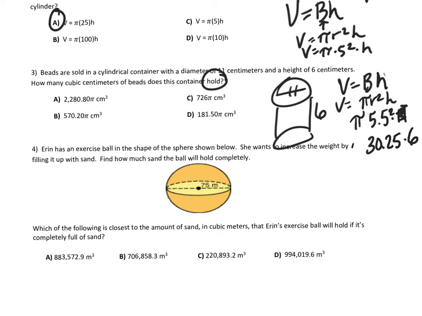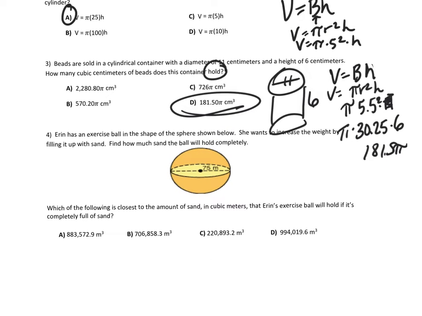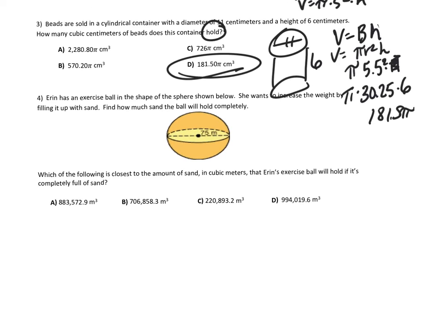So 30.25 times 6. It's going to be 181.5 pi. So that's going to be answer choice D. A lot of these aren't going all the way, so go ahead and take that last step.